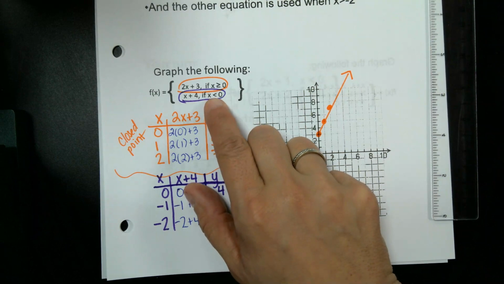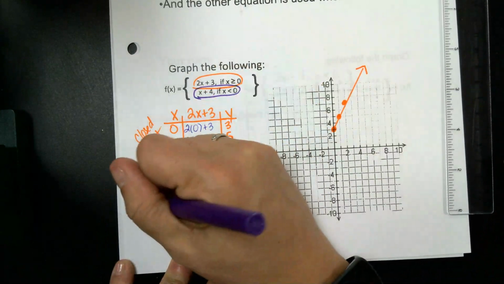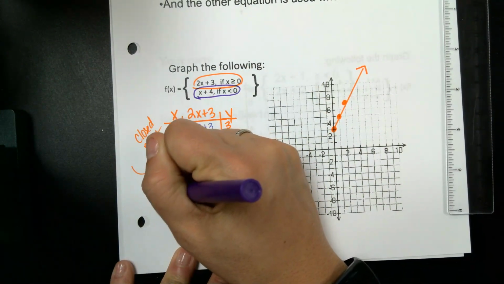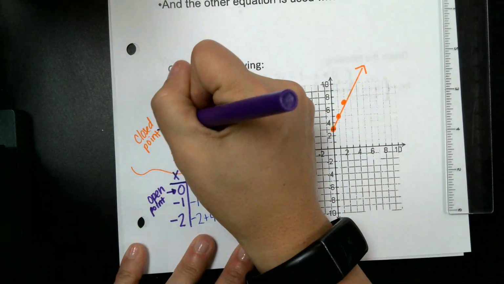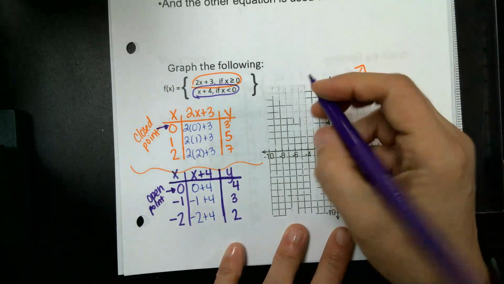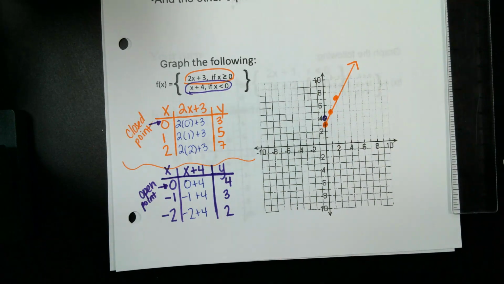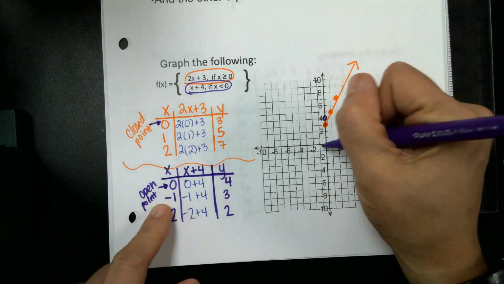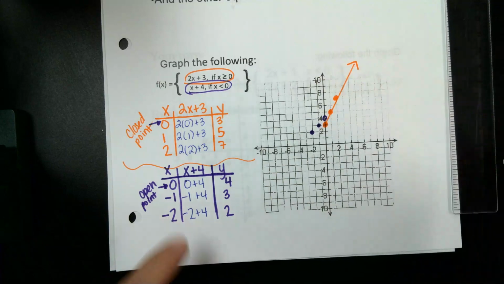Now, this symbol right here, did that have an equal sign? No. So since this 0 did not have an equal sign, our 0 is going to be an open circle, whereas this 0 up here was closed. So at 0, 4, you want to make an open circle. You don't want to color that in. And then all the others can be closed. So -1, 3, and -2, 2.